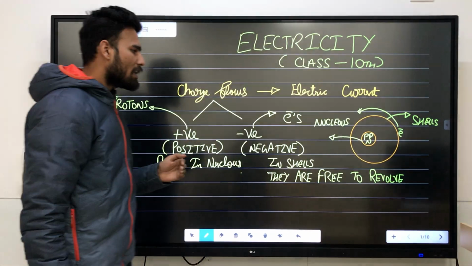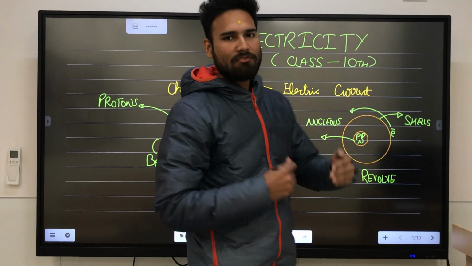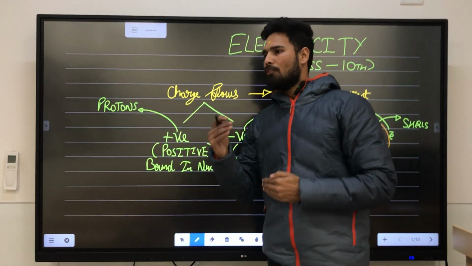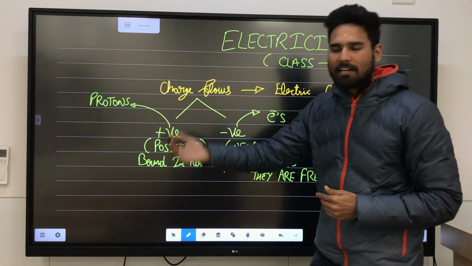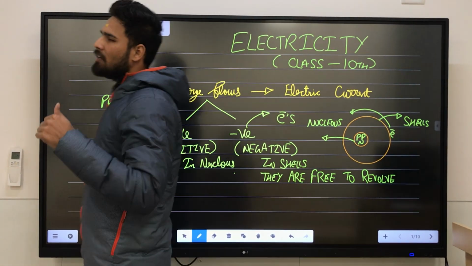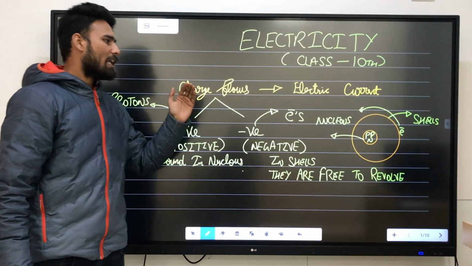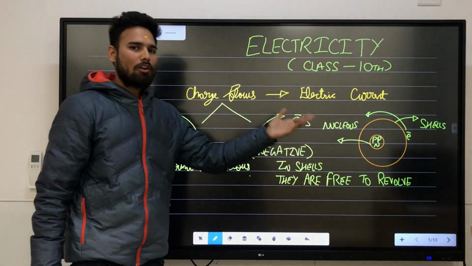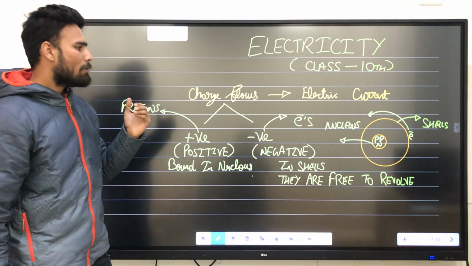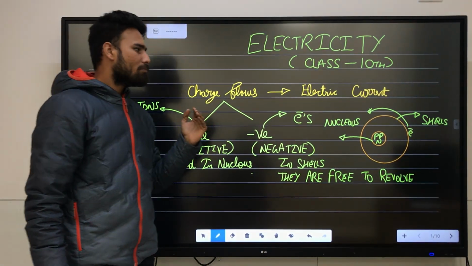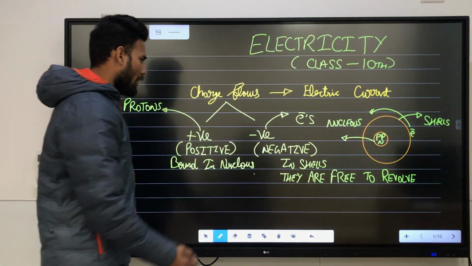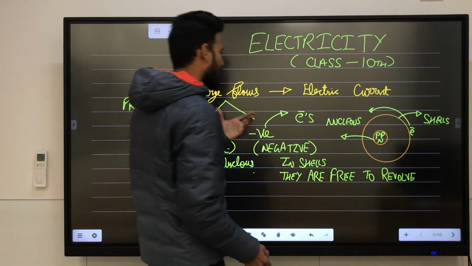Whenever we talk about charges being transferred from one object to the other, we will always say that electrons are getting transferred. We will never say that protons are getting transferred. We will say that the negative charge, that is electrons, are getting transferred from one object to the other. Now, how can we define electric current?